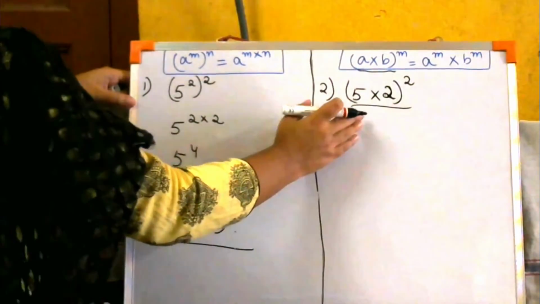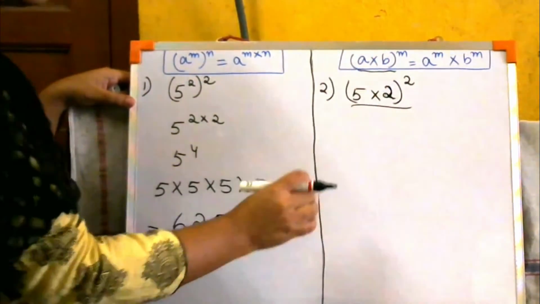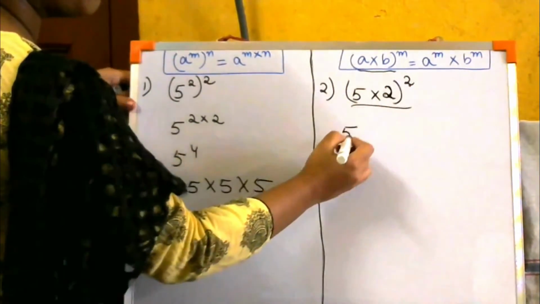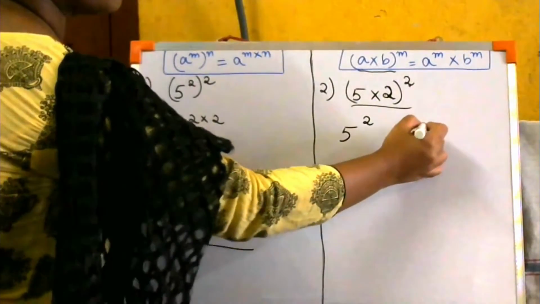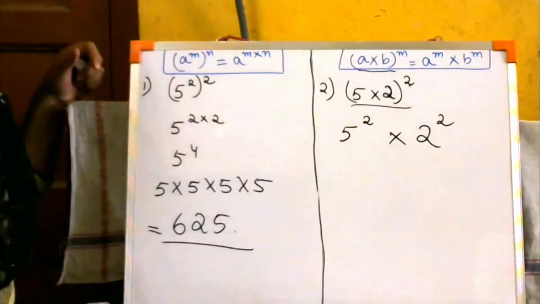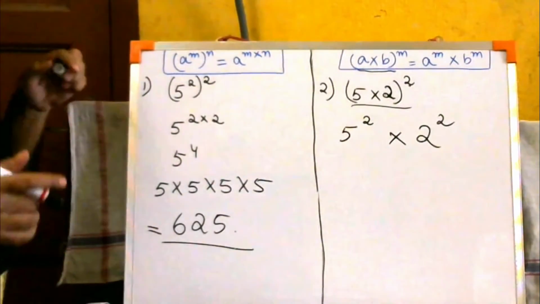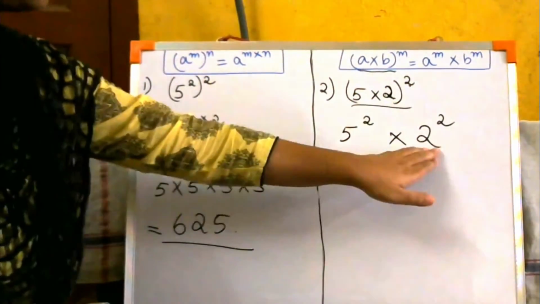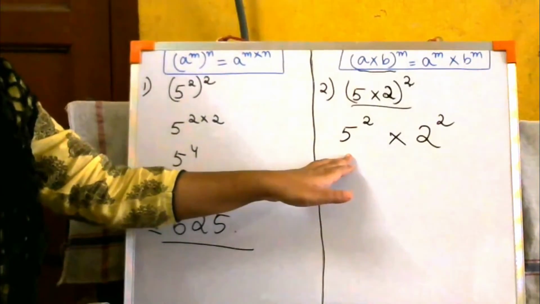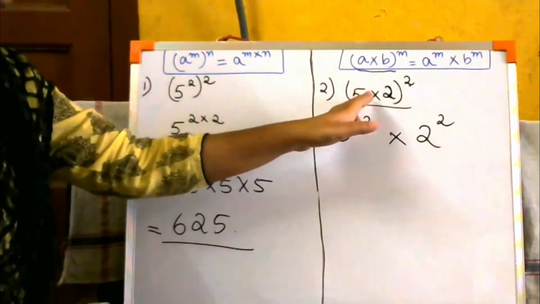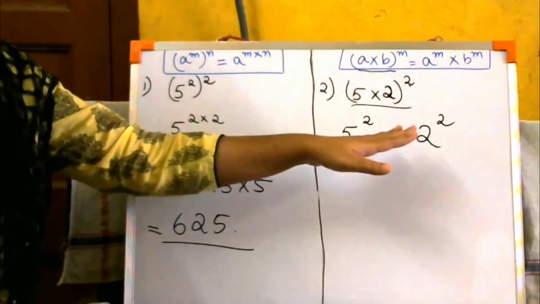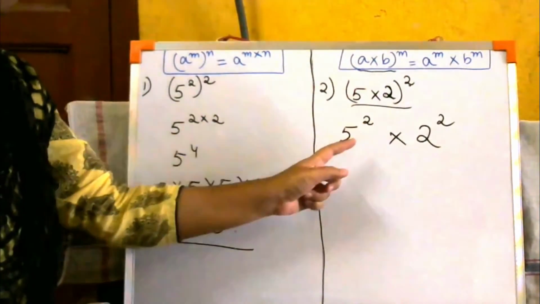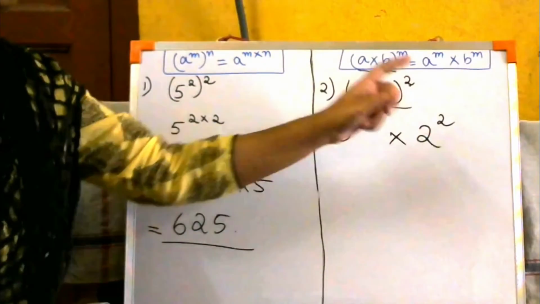Okay, so what we are going to do? We are going to break. We are going to open the bracket. So when we open the bracket, it means that this power 2, 5 also has power 2 and 2 also has power 2. Okay? This is what I am trying to say. When I am opening the brackets, this power is being shared by both the numbers inside the bracket. This power belongs to both the digits. So when we opened the bracket, we came to know that this power is for both of them. 5 also has power 2, 2 also has power 2.